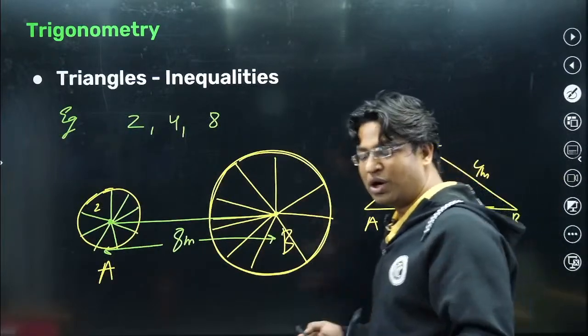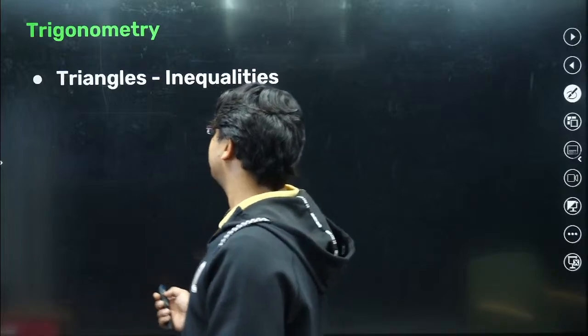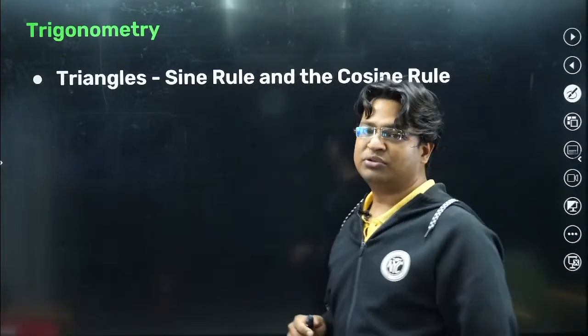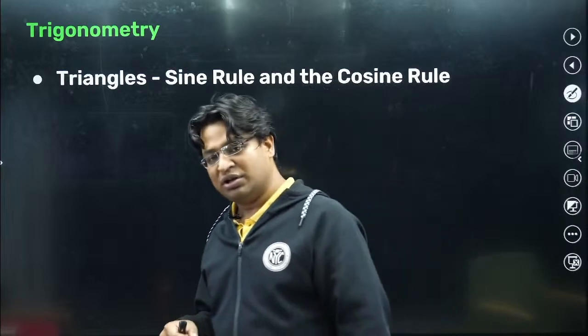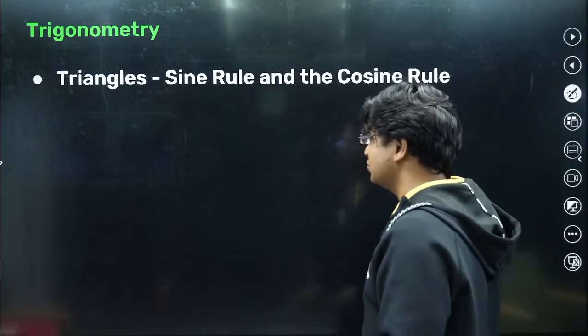I hope that you know how to write the area of the triangle, so I'm not spending time on that. Instead, I'm going to talk about the sine rule and the cos rule. There are two rules that we use very commonly in physics. So what are those rules? Let me tell you that.